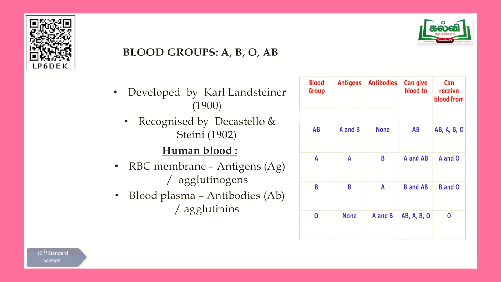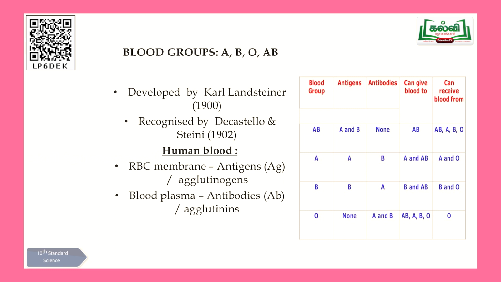Then the next one, the last part of the lesson, we are going to complete blood grouping. A, B, O, AB. How do you say, children? When a friend asks which blood group you belong to, you will proudly say I am AB. How do you know? This was developed by a scientist called Karl Landsteiner in the year 1900, and it was recognized by Decastello and Sturli in the year 1902. These were the scientists who contributed their work towards finding the different blood groups in human beings, and they categorized the groups as A, B, O and AB.